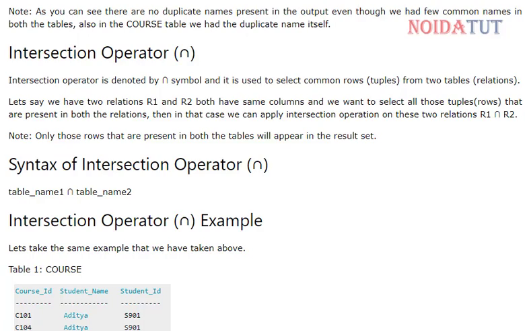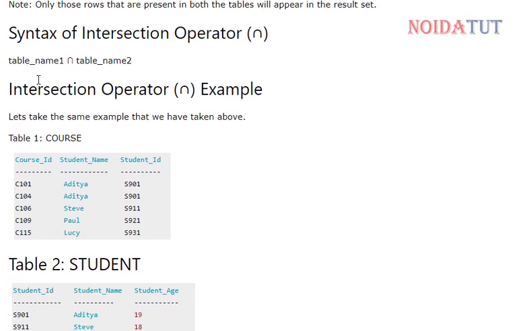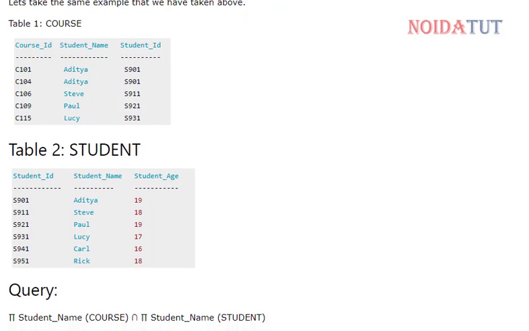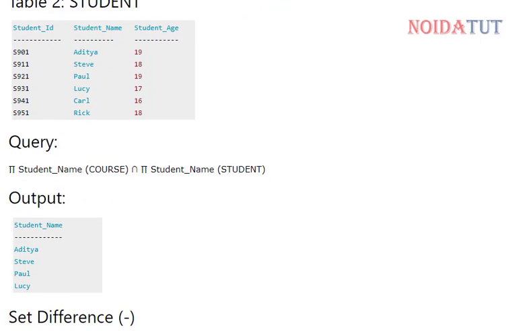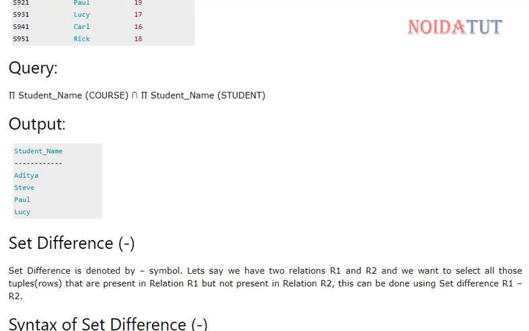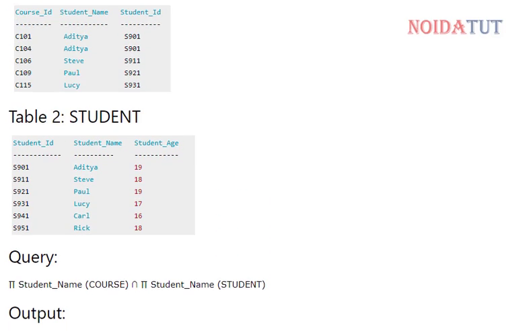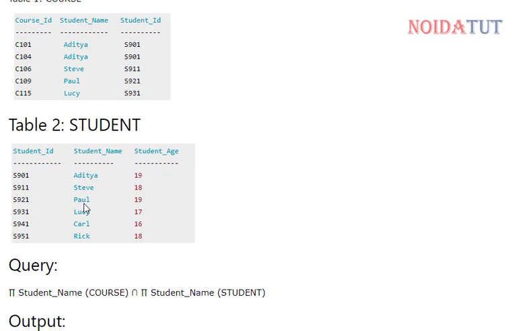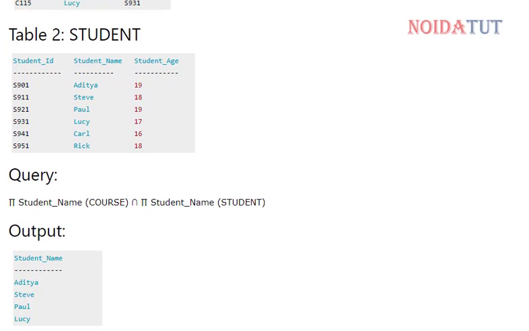Now when we apply the intersection, you can see that we have two tables, table 1 and table 2. When we run the query, it is going to display the common names: Aditya, Steve, Paul and Lucky. Any other names that are not common have been discarded.